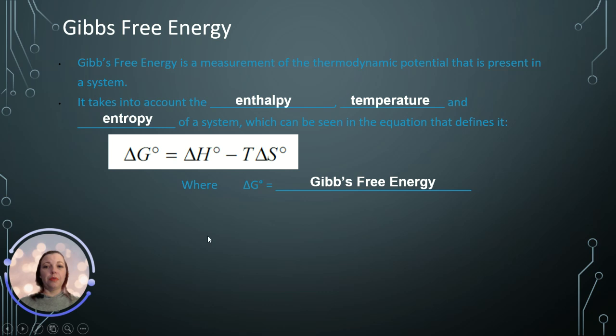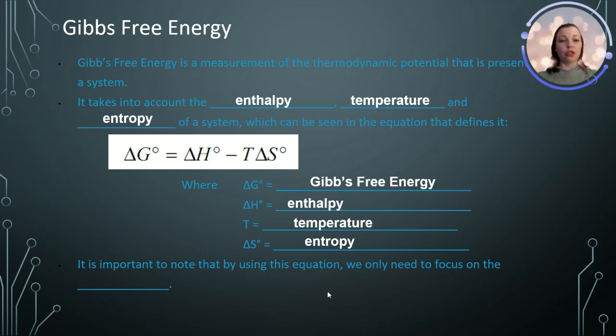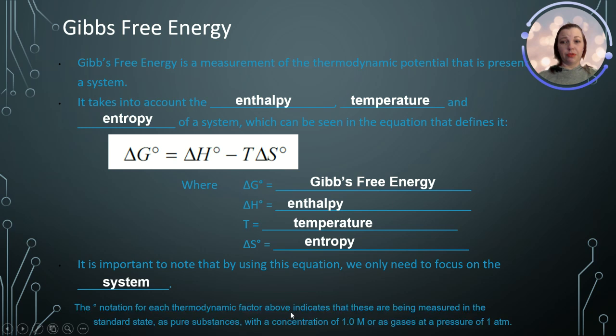So in this equation, delta G standard is Gibbs free energy, also just called free energy. Delta H standard is enthalpy, T is temperature, delta S standard is entropy. It's important to note that by using this equation, we only need to focus on the system, which is what makes it really useful.